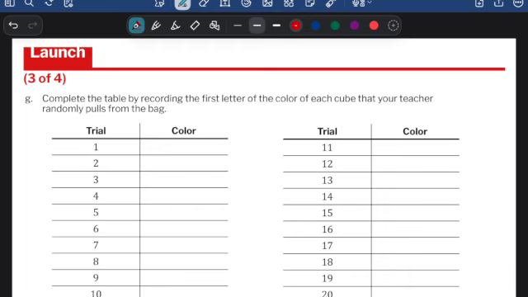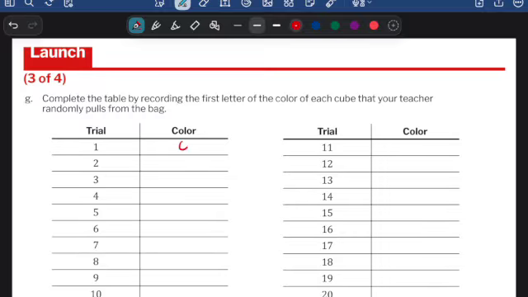Part G, complete the table by recording the first letter of the color of each cube that your teacher randomly pulls from the bag. So I'm just going to call out random letters, pretending that I'm pulling a cube out of the bag, and then I replace it. And we'll record our data in our table.